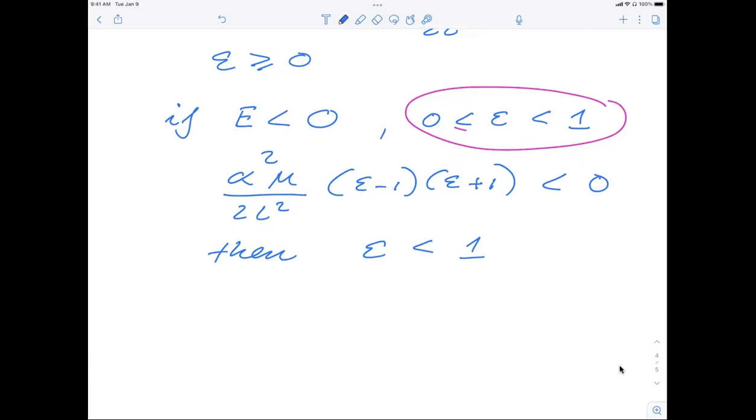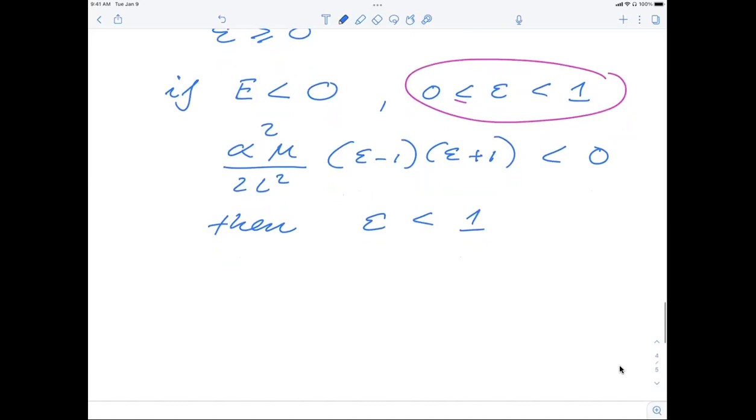So what you see now is that if epsilon is less than 1, we have an energy which is less than 0, which means that we are going to get bound motion. So the Earth is going to rotate around the sun in a specific type of orbit. It can be a circular orbit if epsilon is equal to 0, or it can be an elliptical orbit.